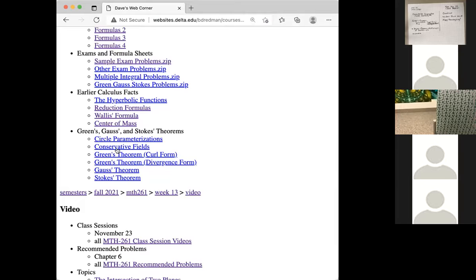here's a handout that summarizes what we've said about conservative fields, in case you want to organize that information in your mind. But here is a presentation, quite nearly approved, but a step-by-step demonstration of Green's theorem in curl form and divergence form. And then, by the way, don't forget, as you're preparing for our last exam, I've got some theorems that deal specifically with Green's theorem, Gauss's theorem, and Stokes' theorem.